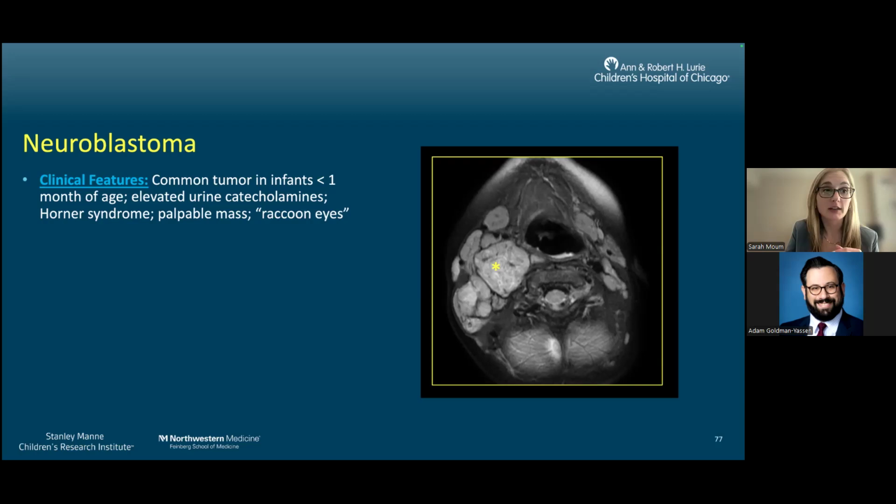This is a common tumor in infants less than 1 month of age, all comers. I would say that in the head and neck, it's more likely that we'll see metastases from neuroblastoma rather than primary neuroblastoma itself. Patients present with elevated urine catecholamines. We learned that in medical school, but they can also present with Horner syndrome, so ptosis, miosis, and anhidrosis, a palpable mass, as well as raccoon eyes or proptosis. Raccoon eyes will be secondary to metastases involving the orbital walls or orbital region, and it causes that associated bruising-like appearance, or periorbital ecchymosis.